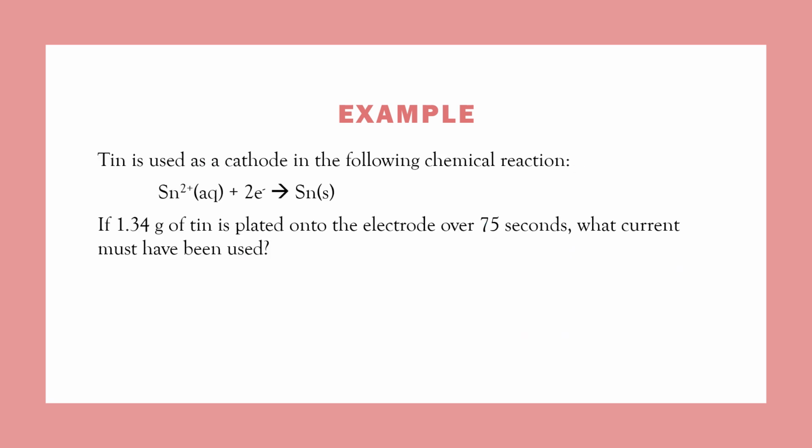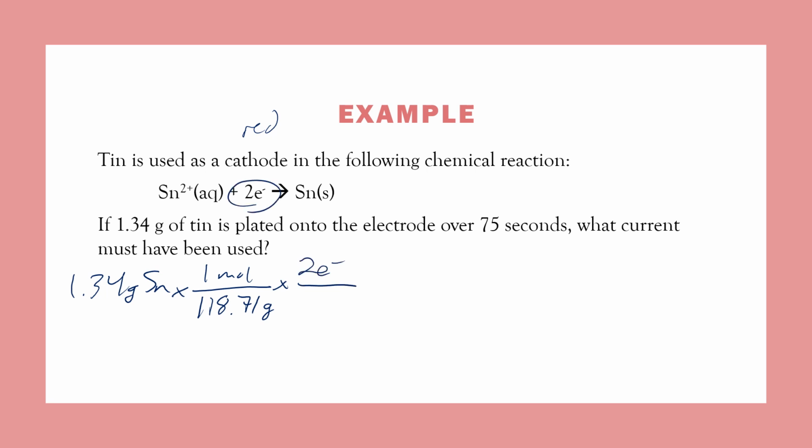Now, it says tin is used as a cathode in the following chemical reactions. So that cathode is reduction, and it is written as reduction, so that's good. Now it says if 1.34 grams of tin is plated onto the electrode over 75 seconds, what current must have been used? So this one is working a little bit backwards. We have the 1.34 grams of tin. I need to change it to moles. Its molar mass is 118.71 grams per mole. And then in my equation, I have 2 electrons for every 1 tin.